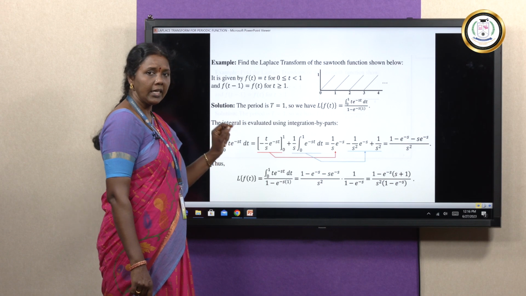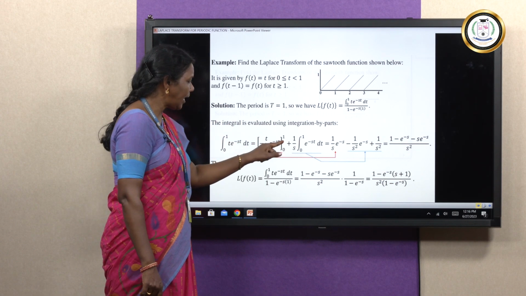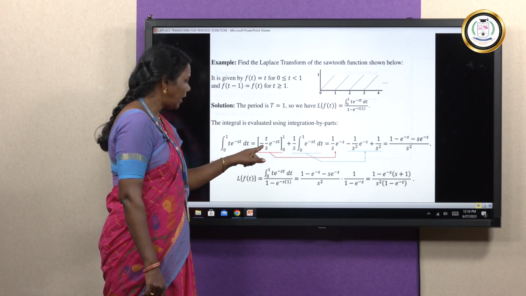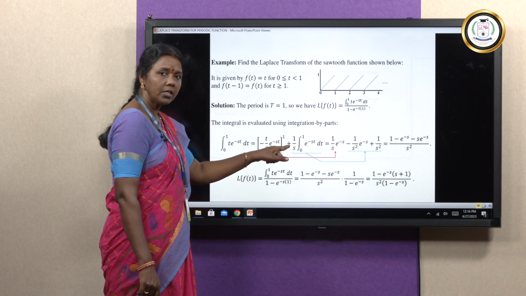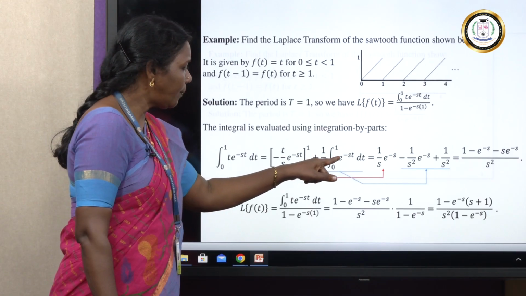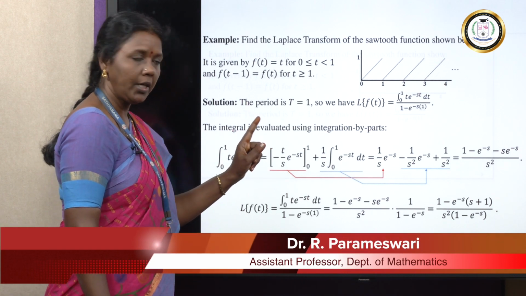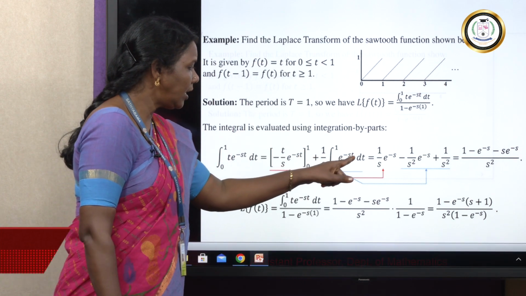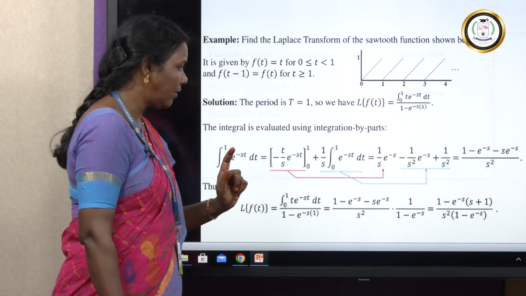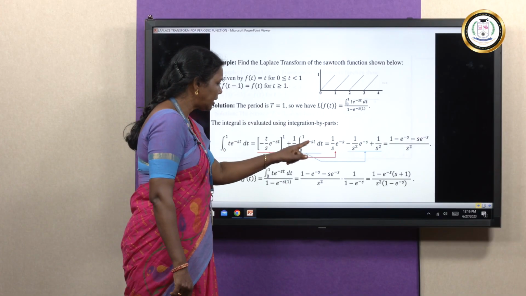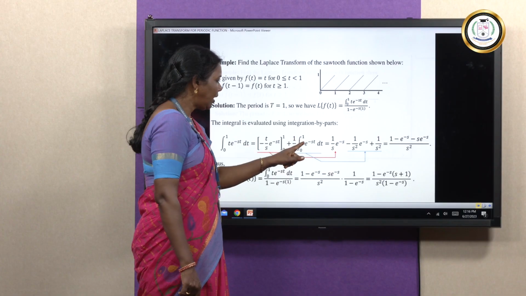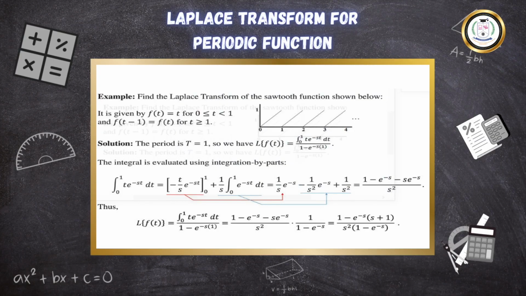v has the negative sign, so minus of minus becomes plus, and I took the constant 1 by s outside. We have e^(-st), and the differential of t is 1 with respect to t, so e^(-st) dt. Now, integrating this e^(-st), what will we get? We will get e^(-st) by minus s again, between the limits 0 to 1.